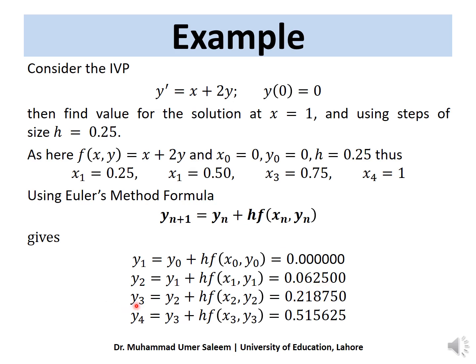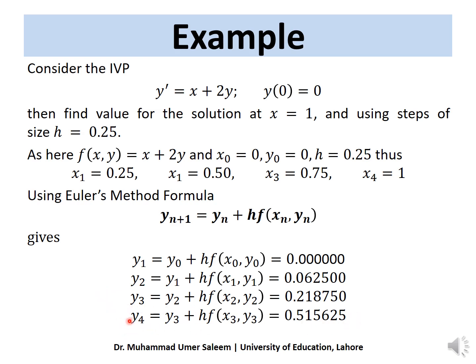0.062500. Similarly for y3, means you have to put n = 2 in this equation, so y3 will be y2 + h f(x2, y2). Substituting the values, you have all the values here. Remember, this is x2, this is a typo here. So using these values you will get 0.218750, and y4 is the value of y at x = 1. So this y4 will be y3 + h f(x3, y3), which will be 0.515625. So this is actually what we required in the beginning.